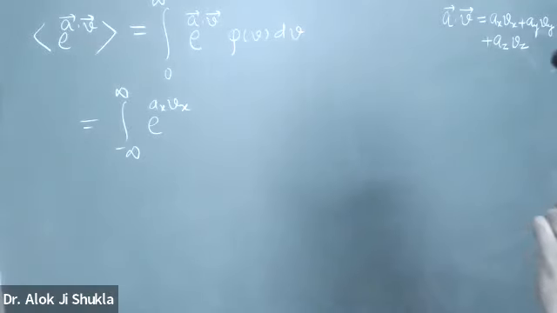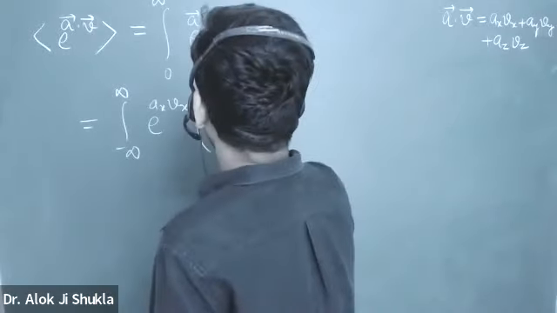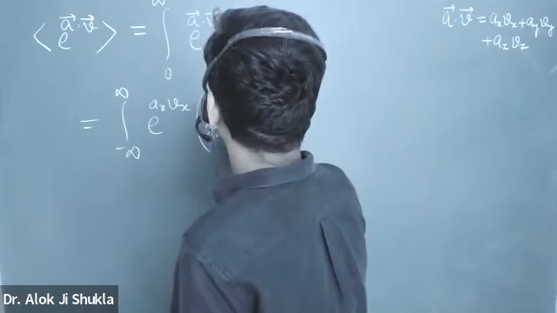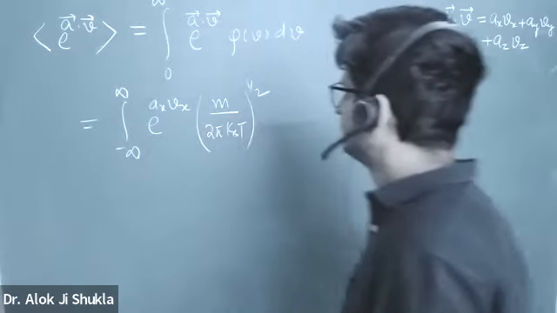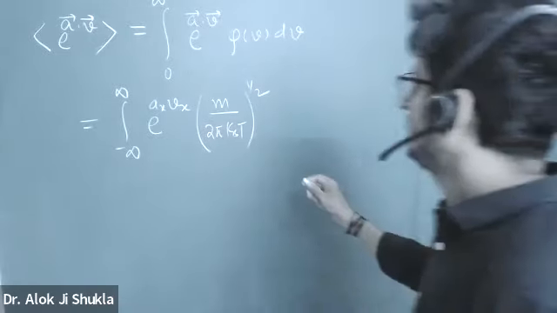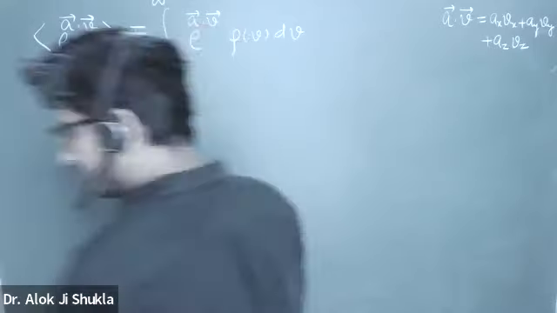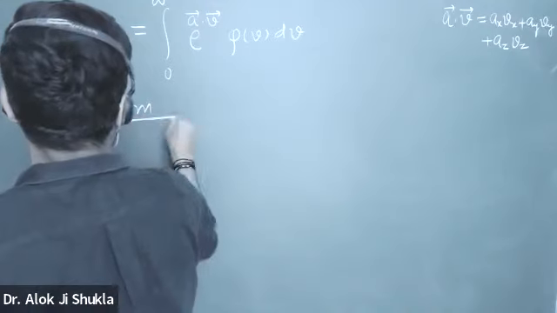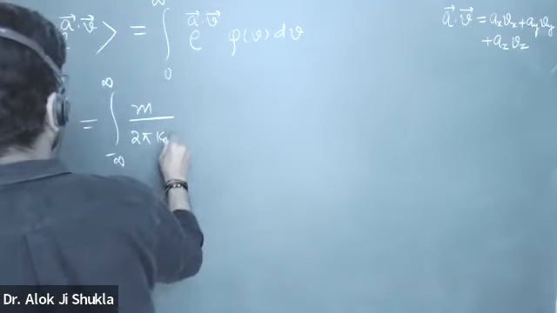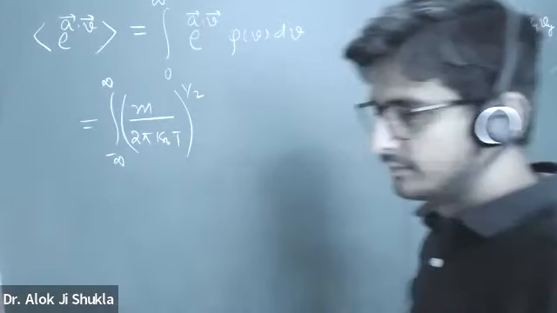And what was the one-dimensional distribution function, you remember? It will become m by 2 pi kbt to the power half and e to the power. So this will come in the front. So write it like this, integral minus infinity to plus infinity, m by 2 pi kbt to the power half.